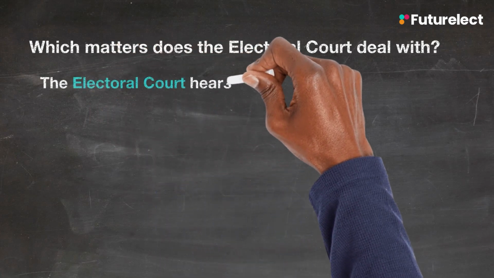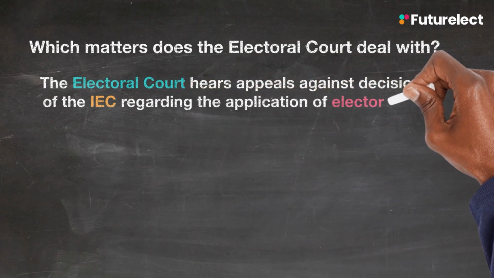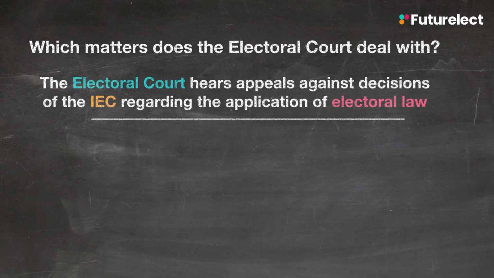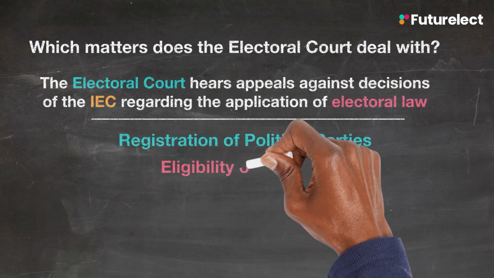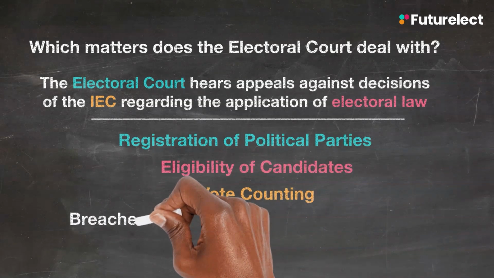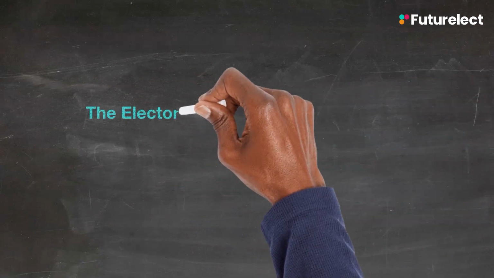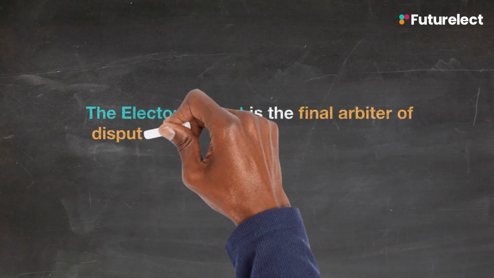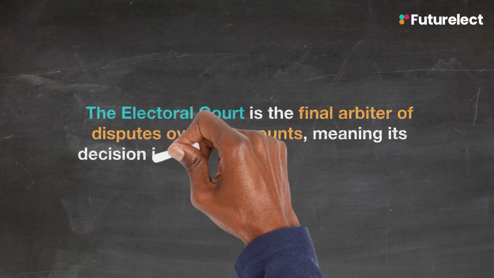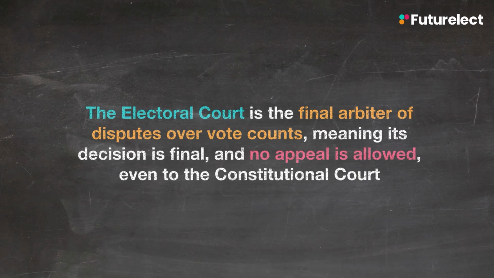The Electoral Court hears appeals against decisions of the IEC regarding the application of electoral law. These appeals may concern the decisions of the IEC on the registration of political parties or on the eligibility of candidates. The Electoral Court also rules on electoral disputes over vote counting and breaches of the Electoral Code of Conduct, including vote rigging. The Electoral Court is the final arbiter of disputes over vote counting, meaning that its decision is final and no appeal is allowed, even to the Constitutional Court.